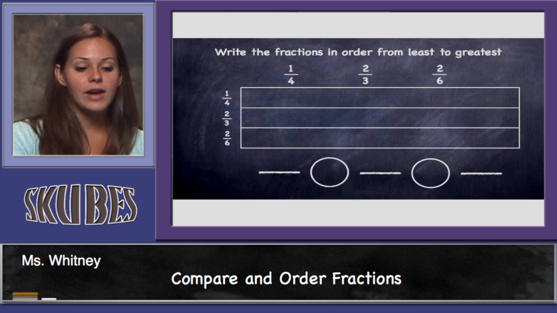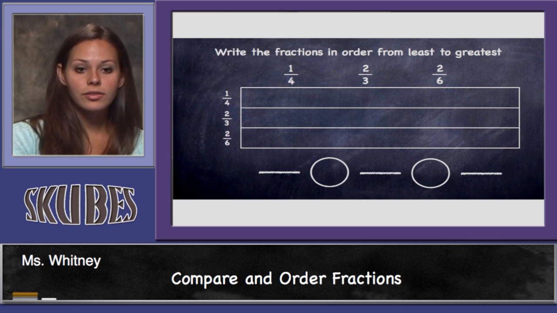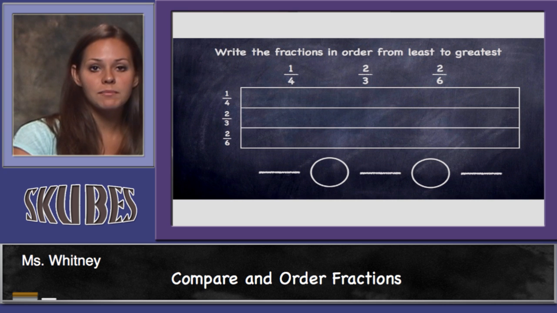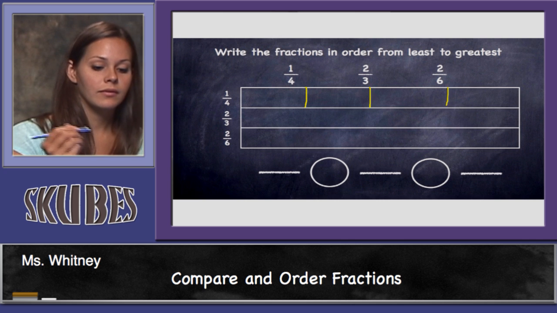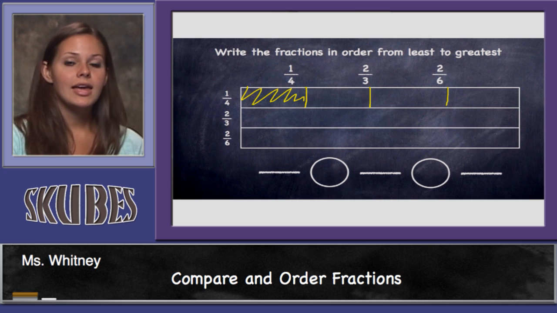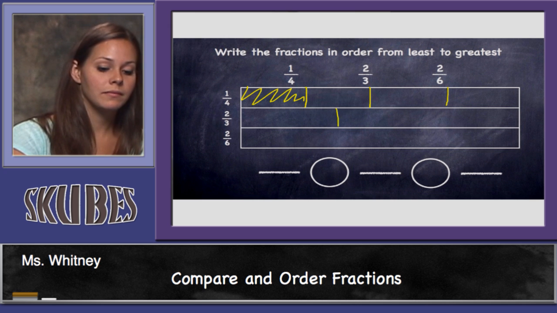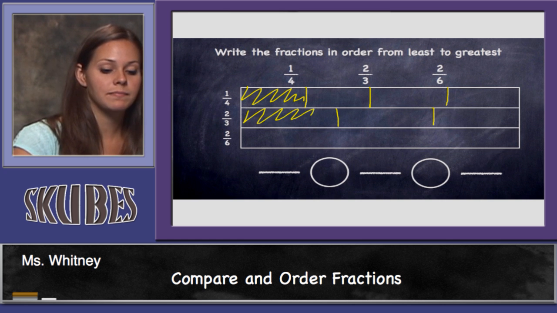Now we're going to write the fractions in order from least to greatest. We have 1/4, 2/3, and 2/6. First, I'm going to model 1/4. I'll shade in 1 out of 4 equal parts. Next, I'm going to model 2/3. I'm going to shade 2 out of 3 equal parts.